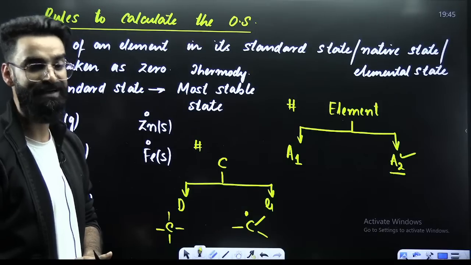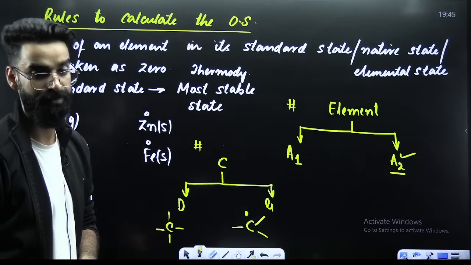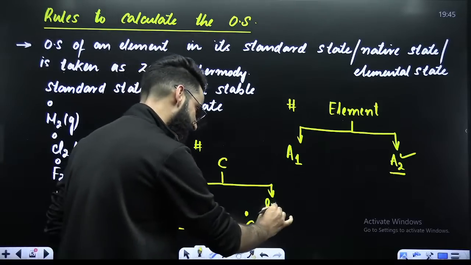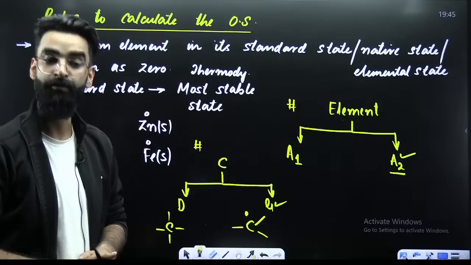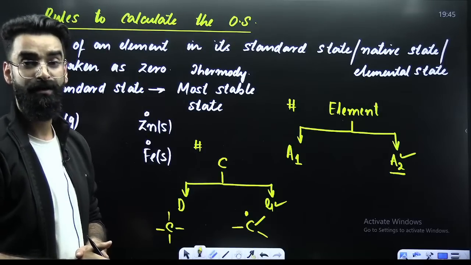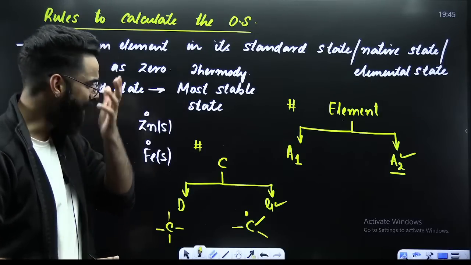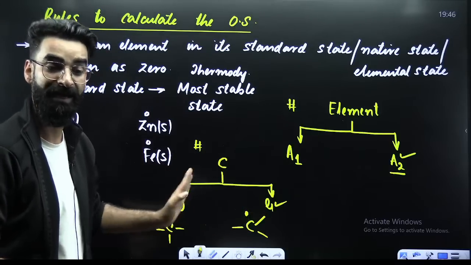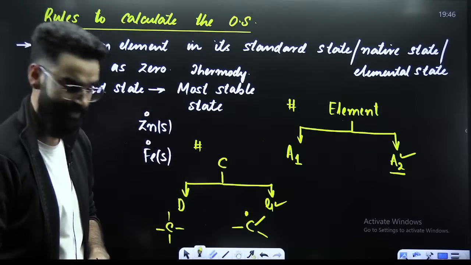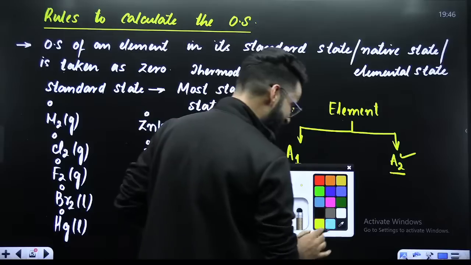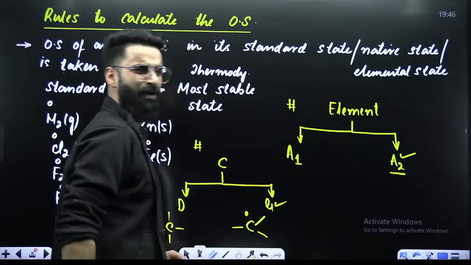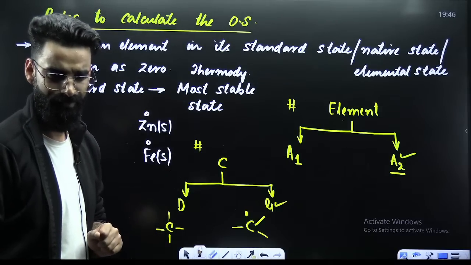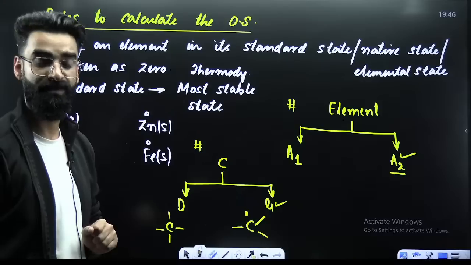People are saying diamond is thermodynamically more stable, but it is not the diamond. It is the graphite which is thermodynamically more stable. What is the logic? What is the reason behind that? Let me give you the most probable reason why graphite is thermodynamically more stable than diamond. My dear students, I believe you would know about the structure of graphite.